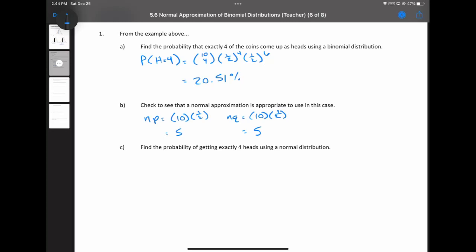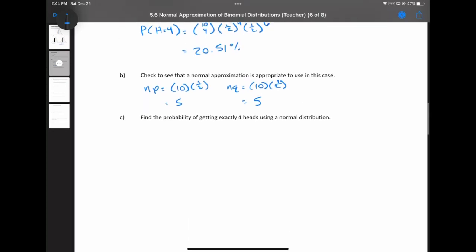And I specifically chose it that way to show you that this is about as bad as the approximation will be, as long as NP and NQ are both equal to 5 or more. Obviously, the higher they are, the better the approximation will be. Anything lower than this, the weakest link is going to mess things up a little bit. So let's find the probability of getting 4 heads using a normal distribution.